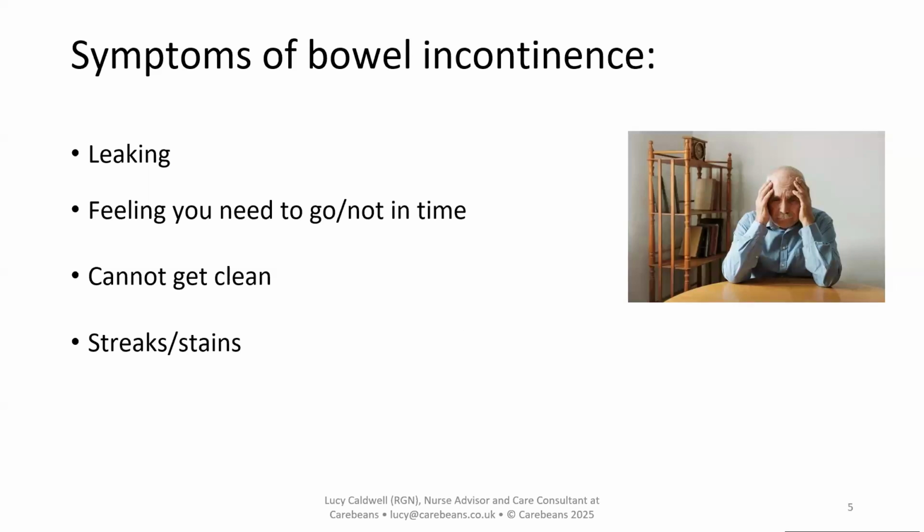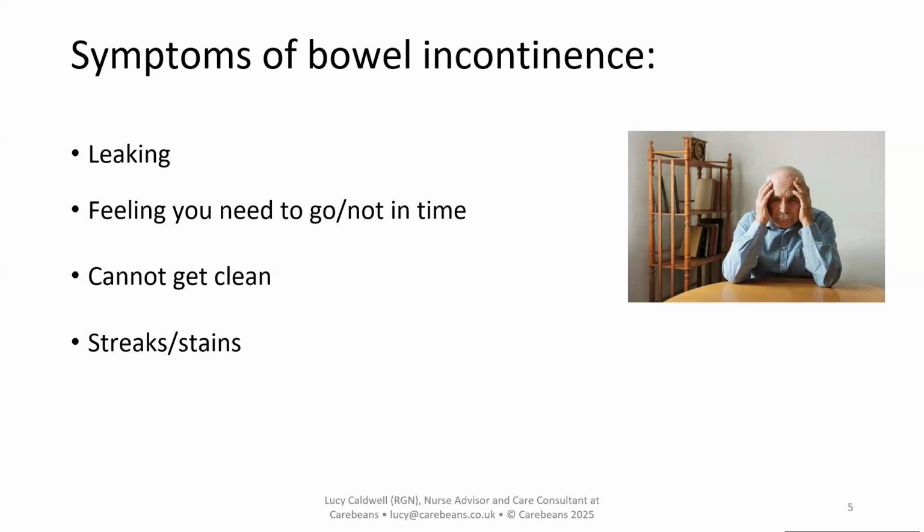If we look at symptoms of bowel incontinence, if you can't control it, then symptoms might look like the following. There might be leaking, so feces leaking out without you being able to stop it. That's the symptom of bowel incontinence, uncontrollable leaking. It might be the feeling that someone needs to go to the toilet and pass a stool, and not getting there in time. That would constitute bowel incontinence as well.